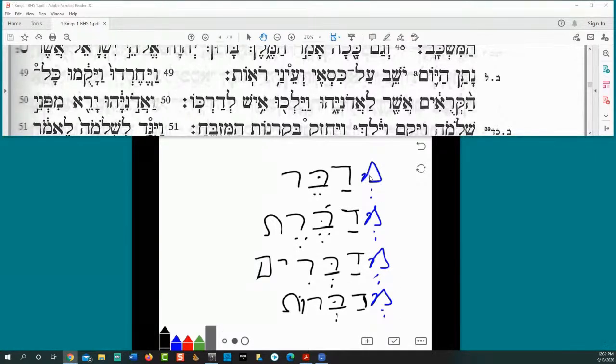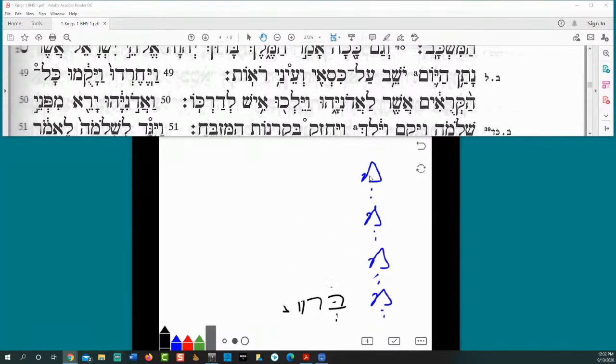Well, the Hiphil, instead of it being mem shva, it's a mem patach. Why am I erasing like this? This is like the most inefficient way to do this. So you get maktil.